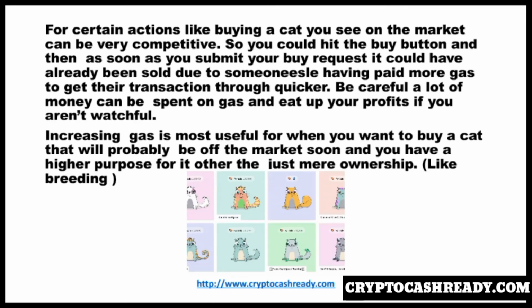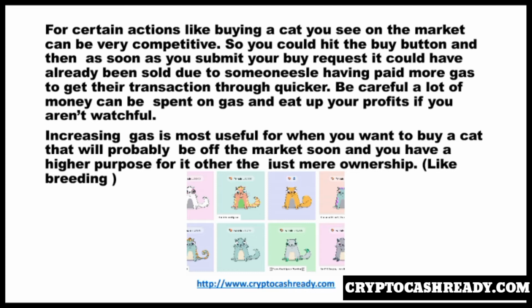For certain actions, like buying a cat you see on the market, it can be very competitive. So you can hit the buy button and then as soon as you submit your buy request, it could have already been sold due to someone having paid more gas to get their transaction through quicker. Be careful. A lot of money can be spent on gas and eat up your profits if you aren't watchful.